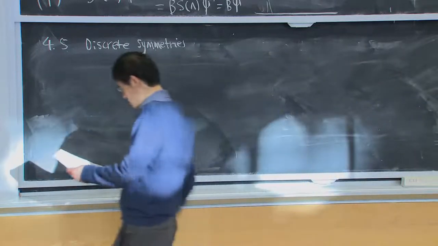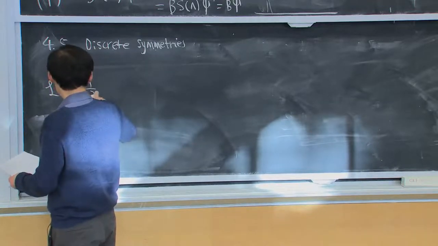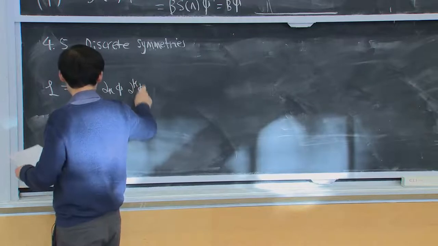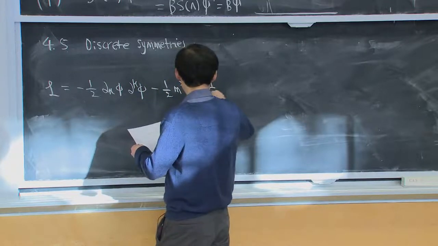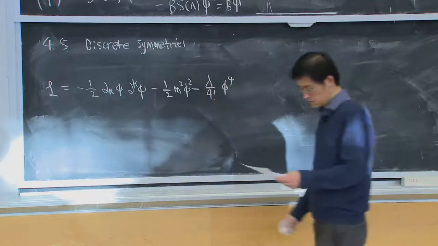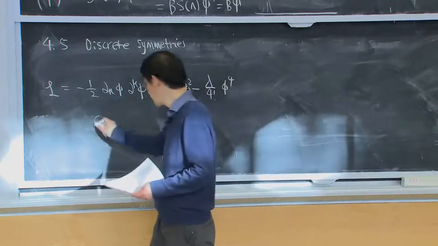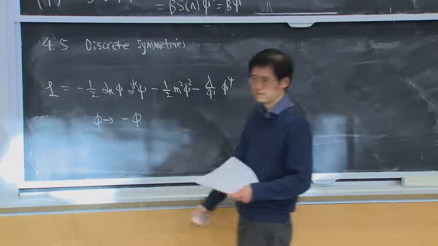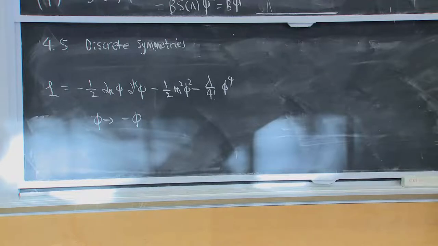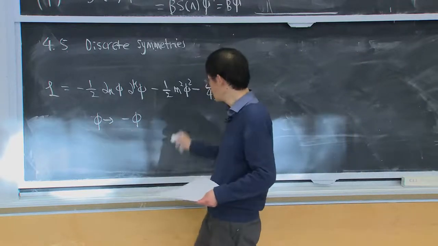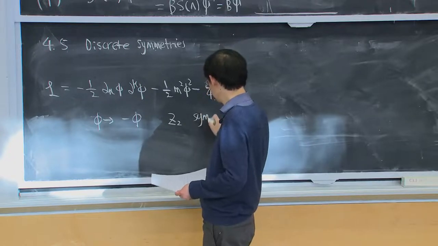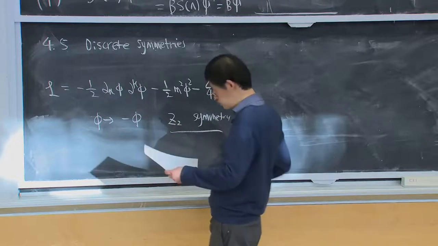A simple example: imagine we have the real scalar theory we considered before. This theory has a discrete symmetry because it is invariant under phi goes to minus phi. All the terms are even, so it's invariant under phi goes to minus phi. And this transformation has no continuous parameter, so this is a discrete symmetry. If you do it twice, you go back to itself, so this is often called the Z2 symmetry.